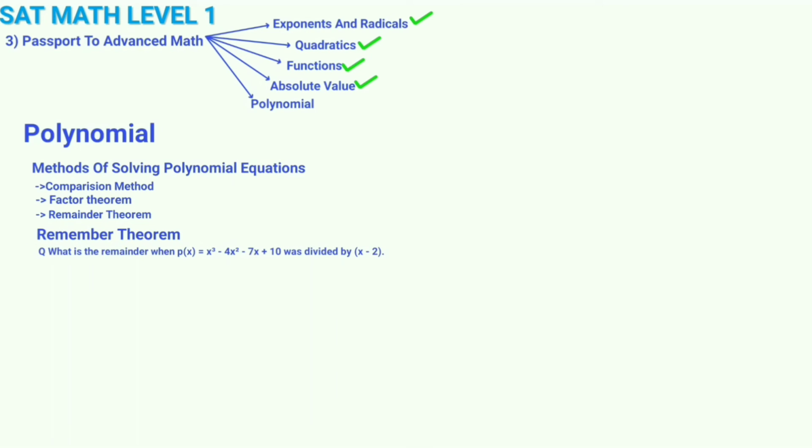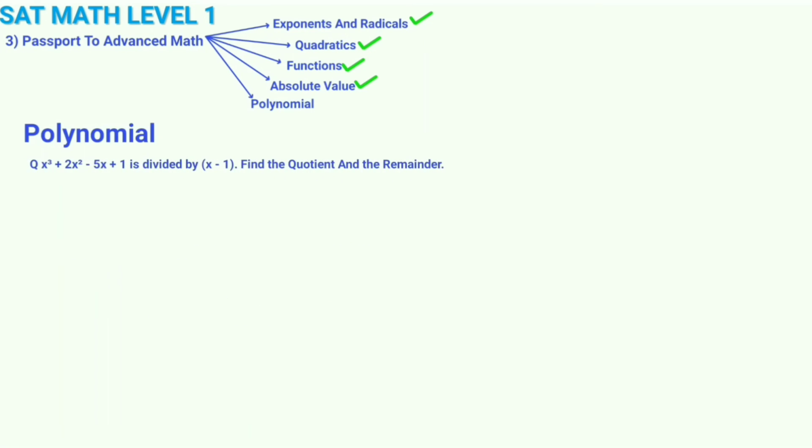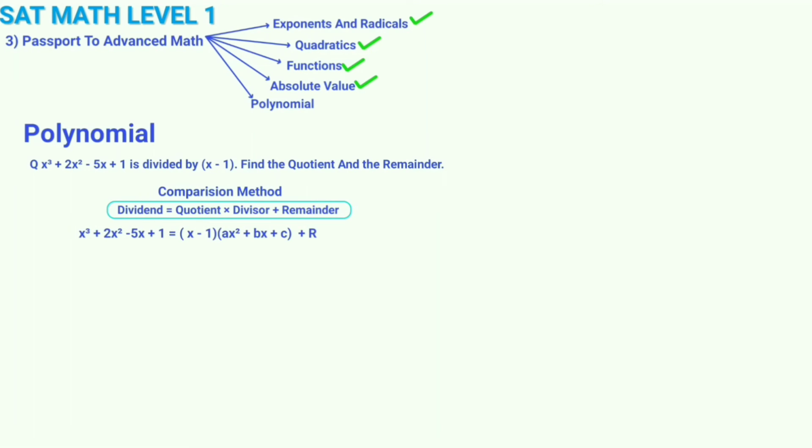Remainder theorem. What is the remainder when p(x) is divided by x minus 2? x minus 2 is not a factor, but we're going to find out what the remainder is. So this is the remainder. Another question: find the quotient and the remainder. We can also use the comparison method.